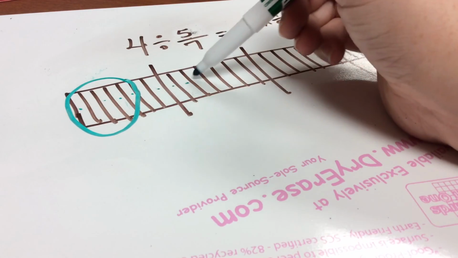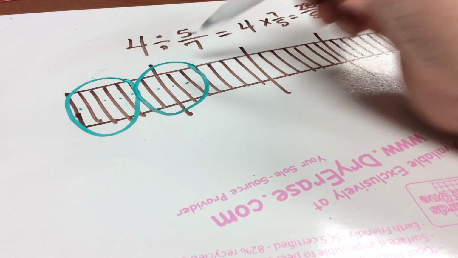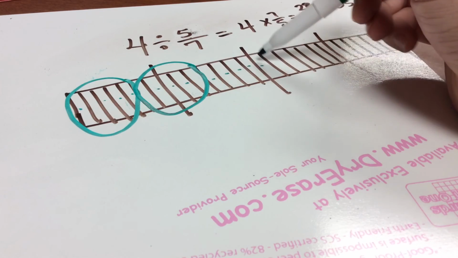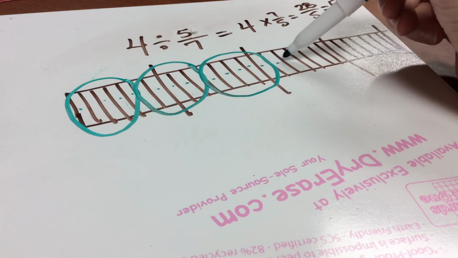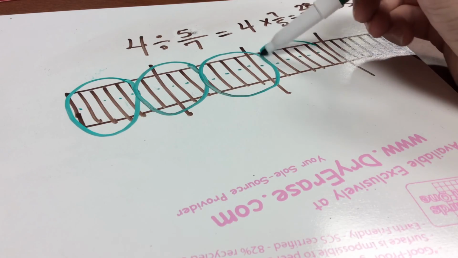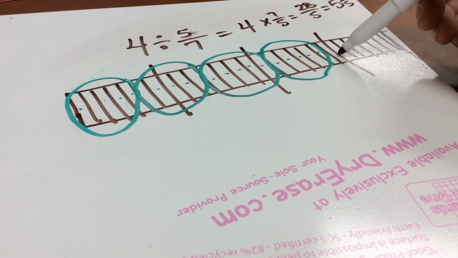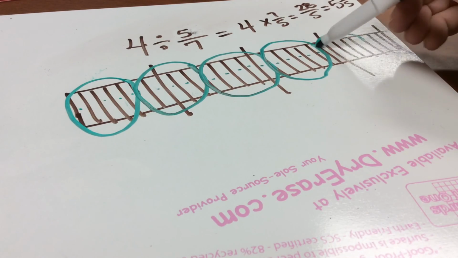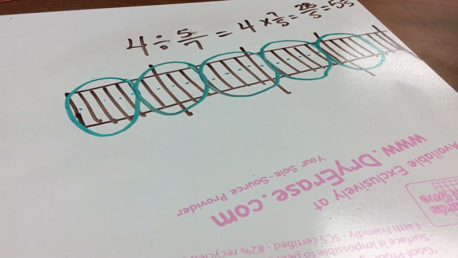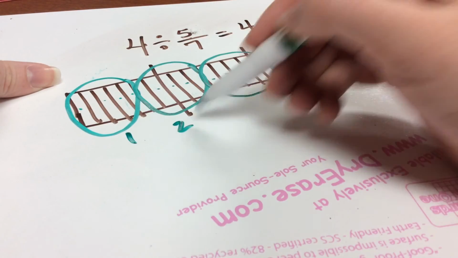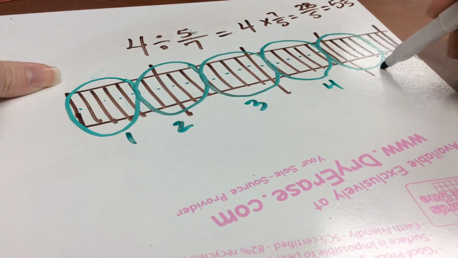1, 2, 3, 4, 5. There's a second group of 5/7. Then a third, and a fourth, continuing to count 1, 2, 3, 4, 5 each time, and then 1, 2, 3. Okay, so here's my first group, second group, third group, fourth group, and fifth group.